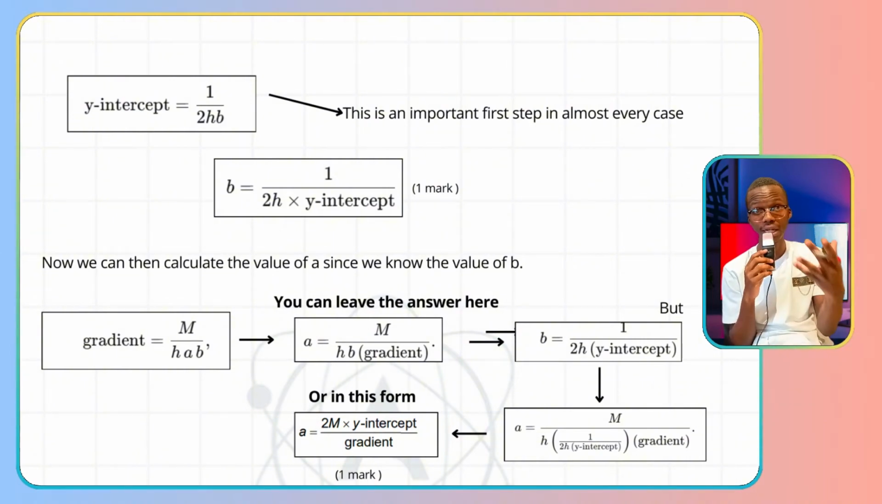Now we can then calculate the value of a since we know the value of b. So the gradient is m over hab. So a will be equal to m over b times h over gradient, right? That's the first format.